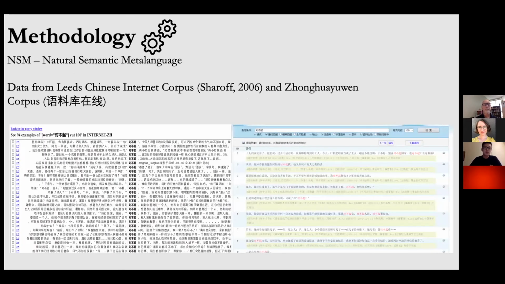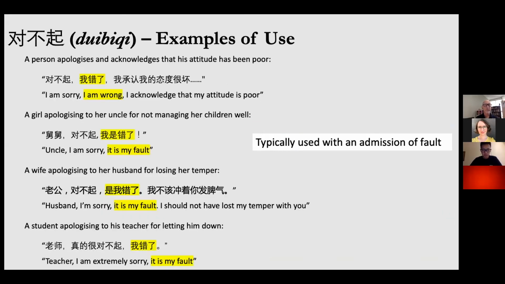So as such, I'll be using the Natural Semantic Metalanguage, something that I'm sure everyone here is very familiar with, to try and distinguish the differences in meaning between 对不起 and 抱歉. The data of use will be sourced from the Leeds Chinese Internet Corpus as well as the Zhonghua Yuan corpus. First, I'd like to move on to the first word, which is 对不起, and its examples of use.